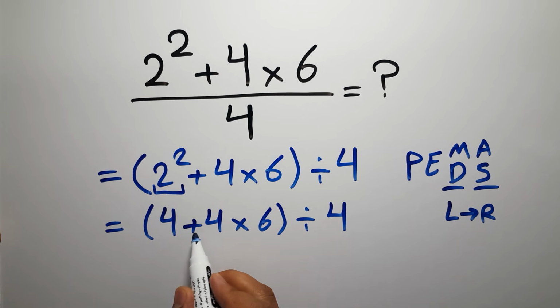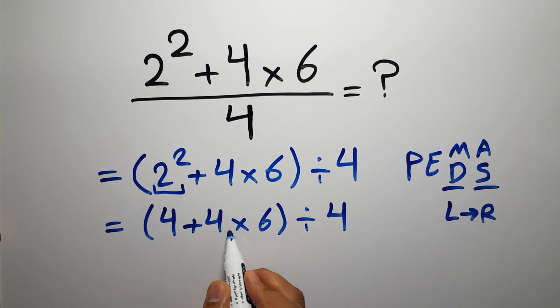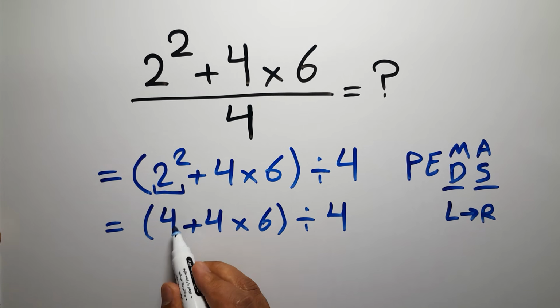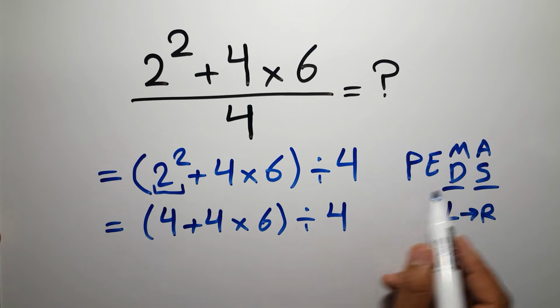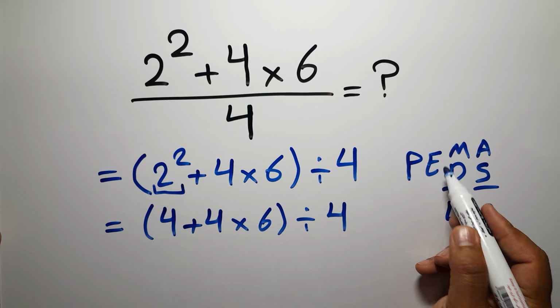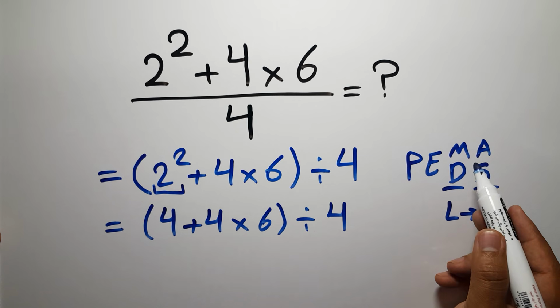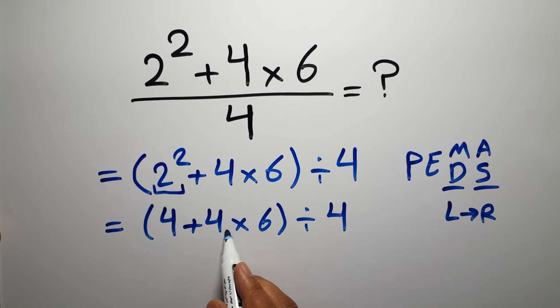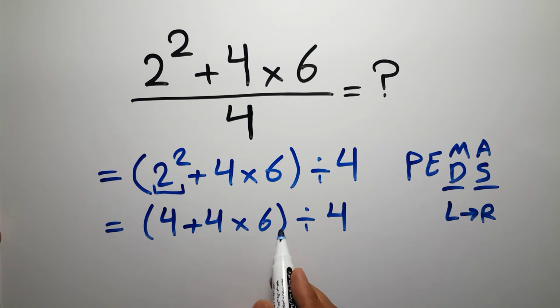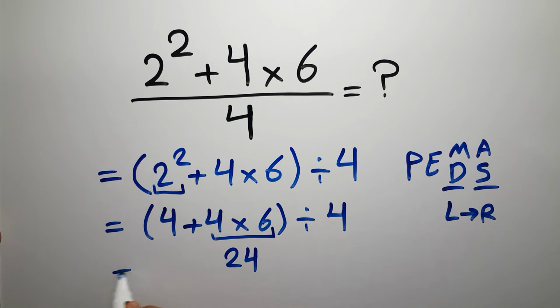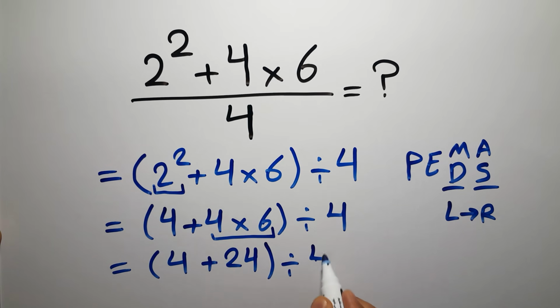Inside this parentheses, we have one multiplication and one addition. In PEMDAS, multiplication comes before addition. So now we have to do this multiplication. 4 times 6 gives us 24. So parentheses 4 plus 24 divided by 4.